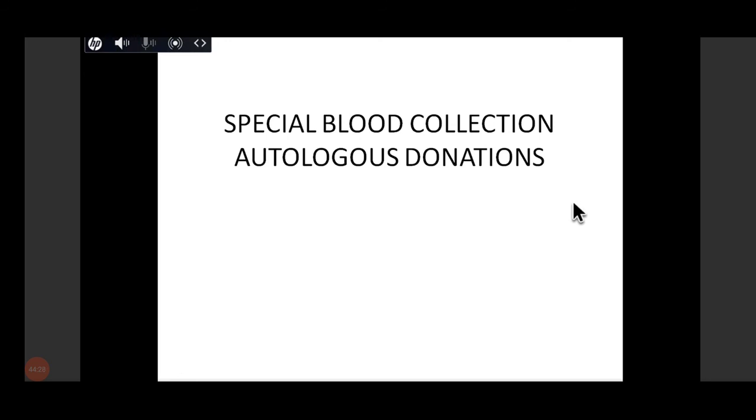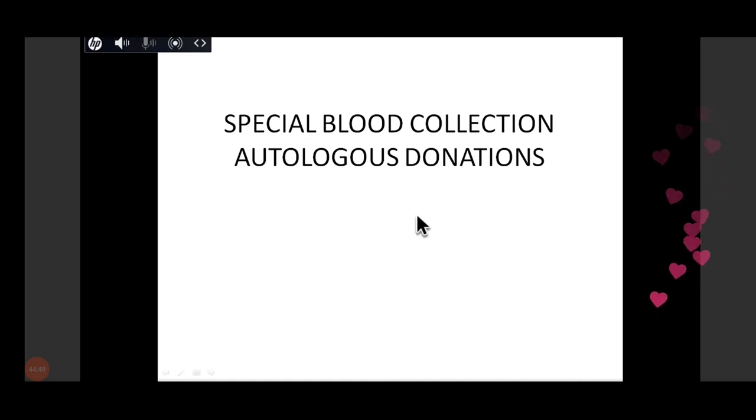As I've said before, this is an addition which I have probably never taken before. I used to say it only when we had discussed blood transfusion. Now I have to say it. A special type of blood collection is autologous donation.